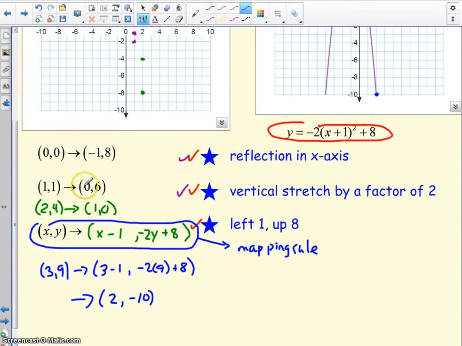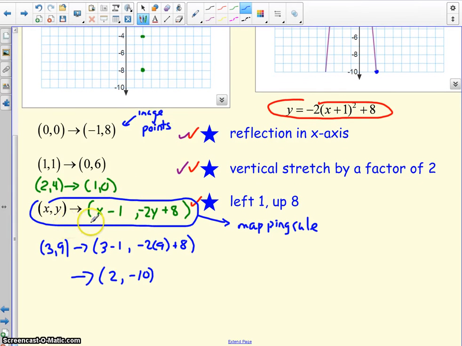Okay, also, just in terms of definition here, these are original points right here, so (0, 0), (1, 1), (2, 4), and (3, 9). The points that we get after all the transformations, after using the mapping rule, these right here are called image points. So the image points of the original points that we had from y equals x squared.